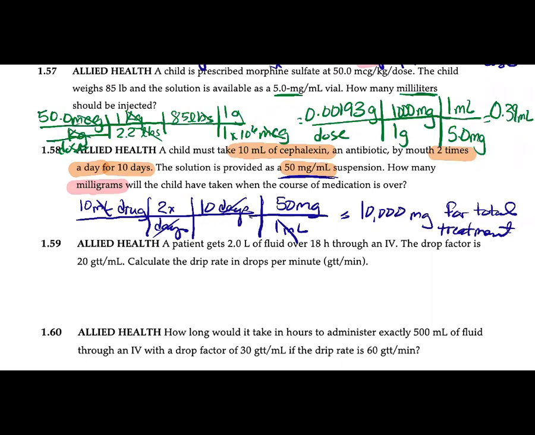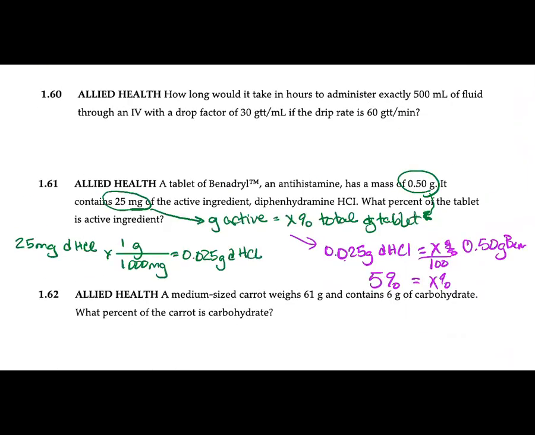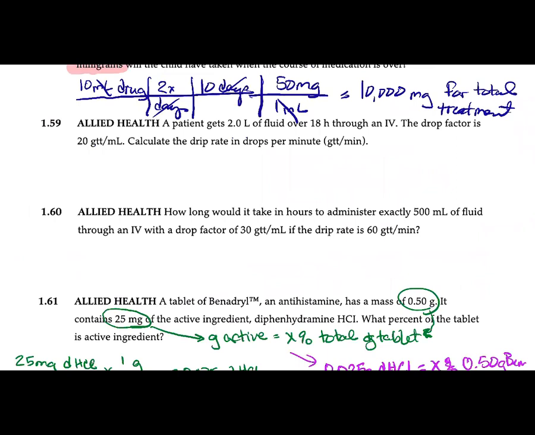And be careful that you know what the question's looking for. Looks like I skipped 1.59. All right, that's okay, we can do that. A patient gets 2 liters of fluid over 18 hours through an IV. The drop factor is 20 GTT per milliliter. Calculate the drip rate in drops per minute.